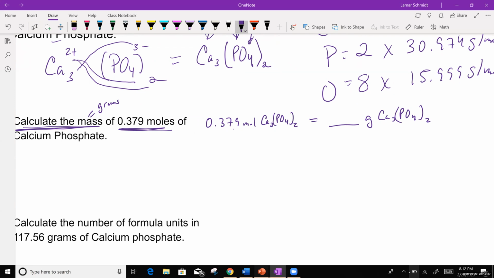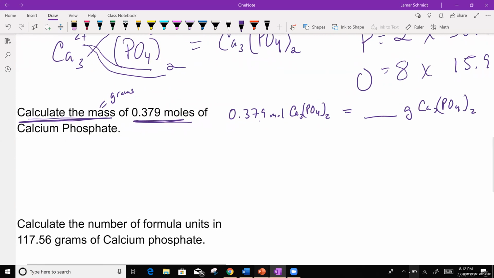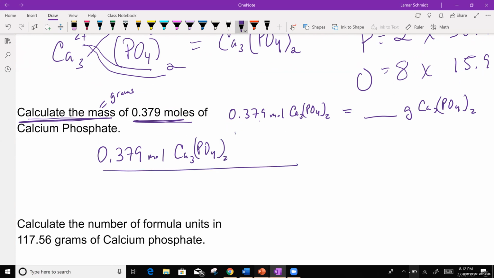Okay, so in order to do that, what we do is we take what's given. We can see 0.379. So let's use that, 0.379 moles of calcium phosphate. And it's very important that you write moles and calcium phosphate. And we're gonna try to find out where to go from here.